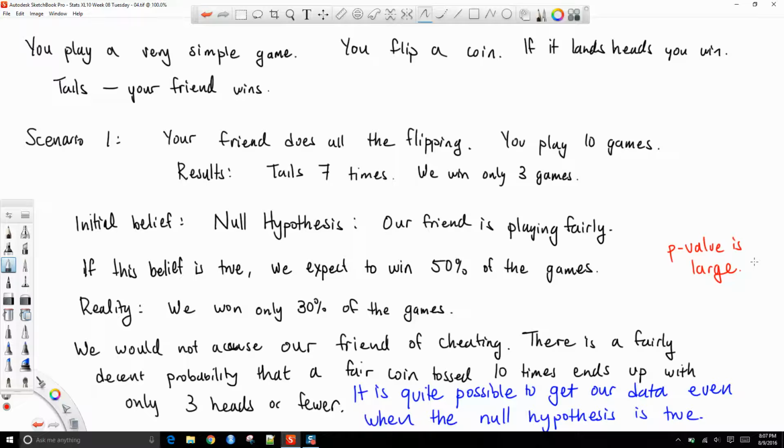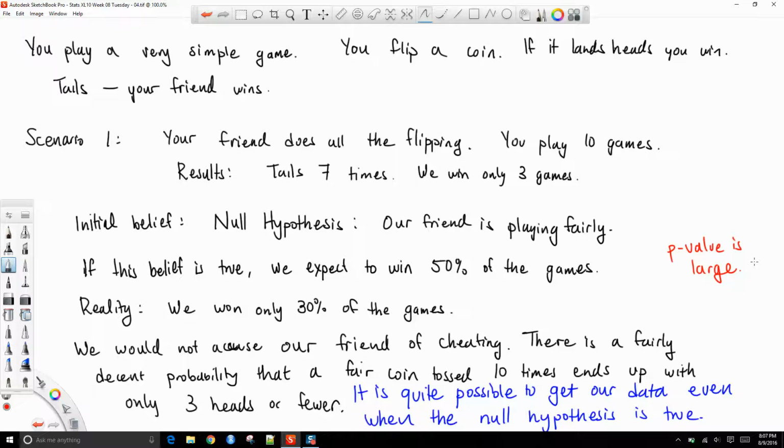And because we're looking at the data or something more extreme, we would also look at the probability of getting x equal to 2 and x equal to 1 and x equal to 0. And those things get smaller and smaller. But we would add all of those together and we'd say, oh, well, there's a decent chance that this could happen. Maybe about 1 in 6 chance.